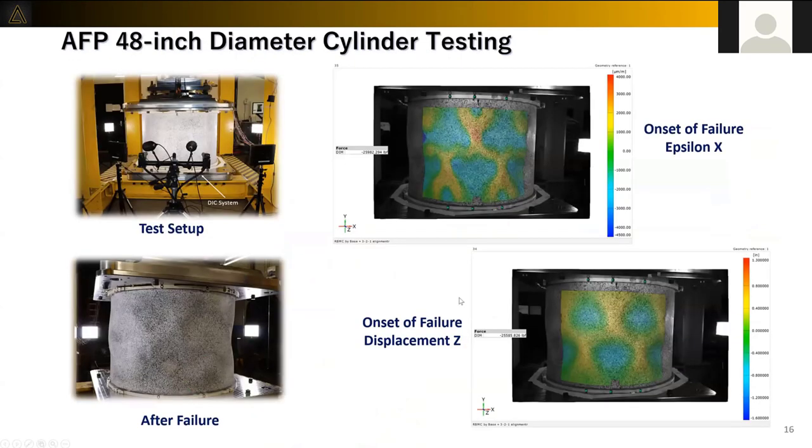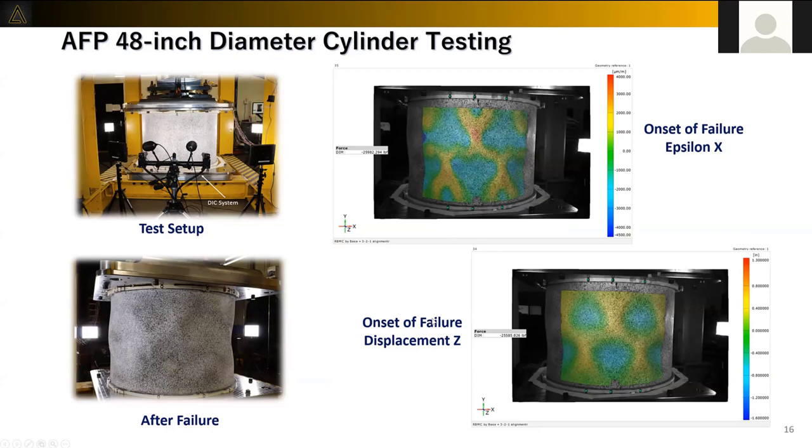And then large cylinders. So in this case, we're looking at onset of buckling and some model validation of an automated fiber placement cylinder, about 4 feet in diameter, that has certain defects placed in certain locations.